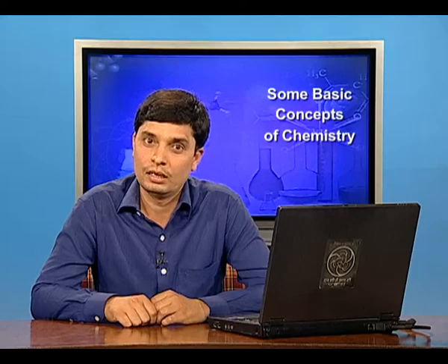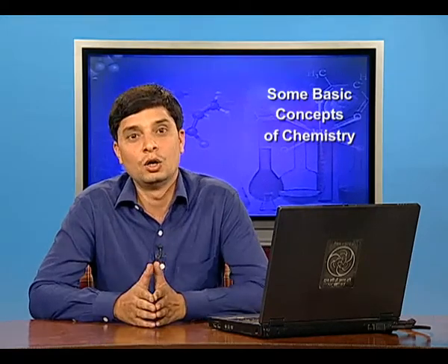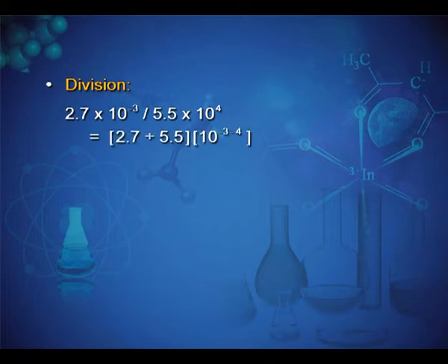In division, suppose we have to divide 2.7 into 10 to the power minus 3 by 5.5 into 10 to the power 4. The solution will be 2.7 divided by 5.5, and 10 to the power minus 3 minus 4. The answer will be 0.4909 into 10 to the power minus 7.